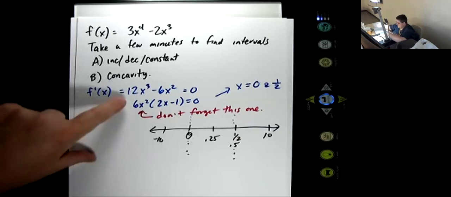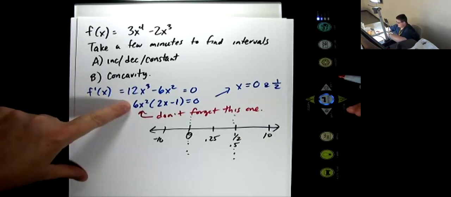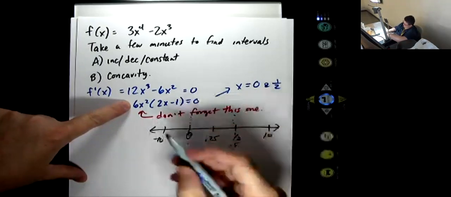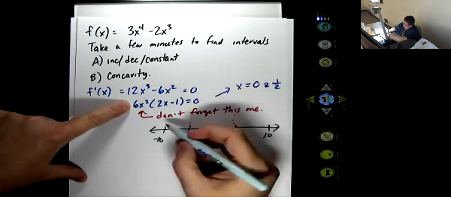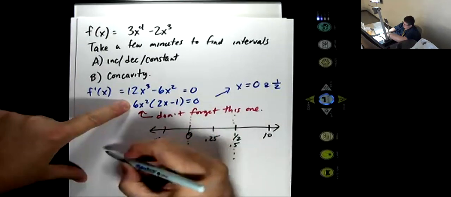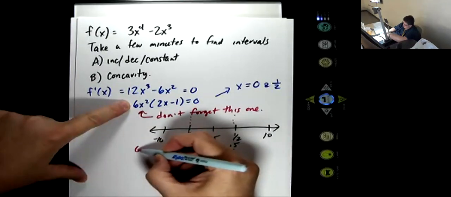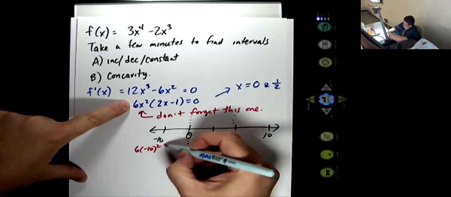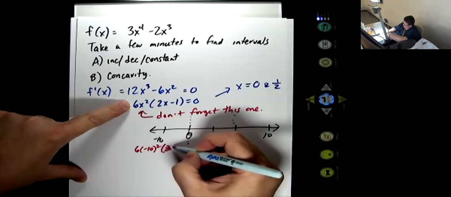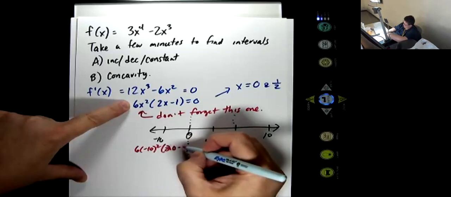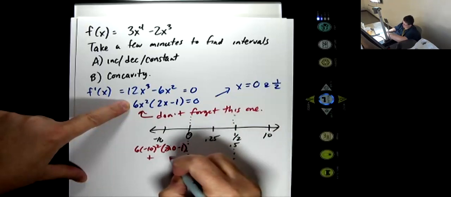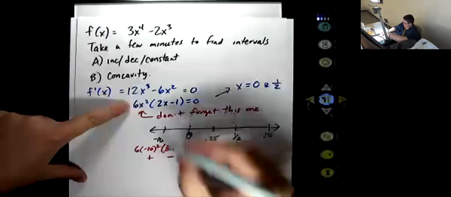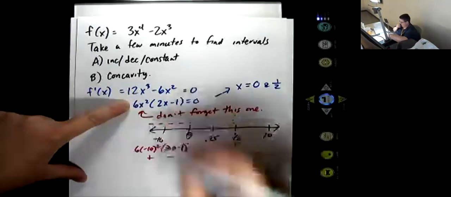If I plug in -10, the x squared becomes a positive. So if I'm just checking for signs, I don't actually need the value. So 6 times -10 squared, and then 2 times -10 would be -20 minus 1. Negative 10 squared is positive and negative 20 minus 1 is negative. When I multiply them together, this region is negative.